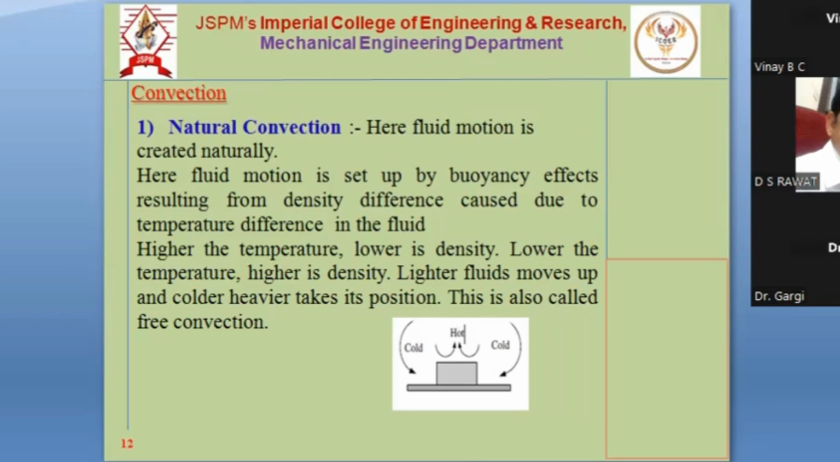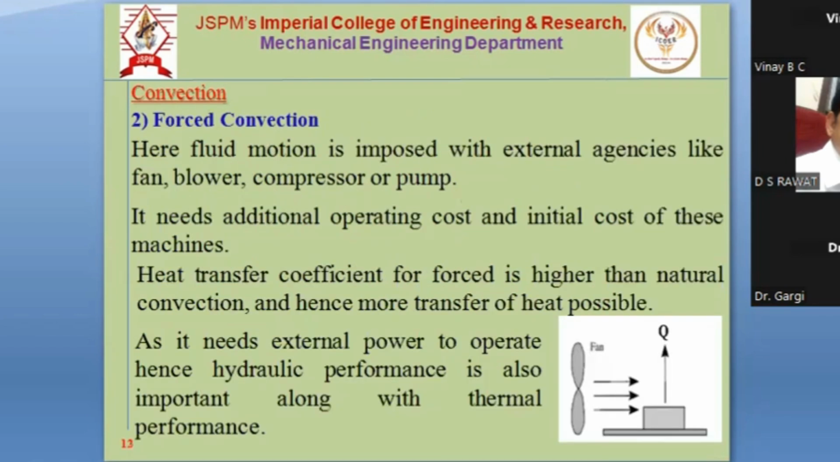It is desired that you should start your design with natural convection and see whether you are getting the desired heat transfer or not. If you are not getting the desired heat transfer, then you have to move to the next mode, called forced convection. Here the flow is created artificially with the help of a fan, blower, compressor, or pump. So these devices need energy for operation. So we have to take the decision for forced convection only if it is required.